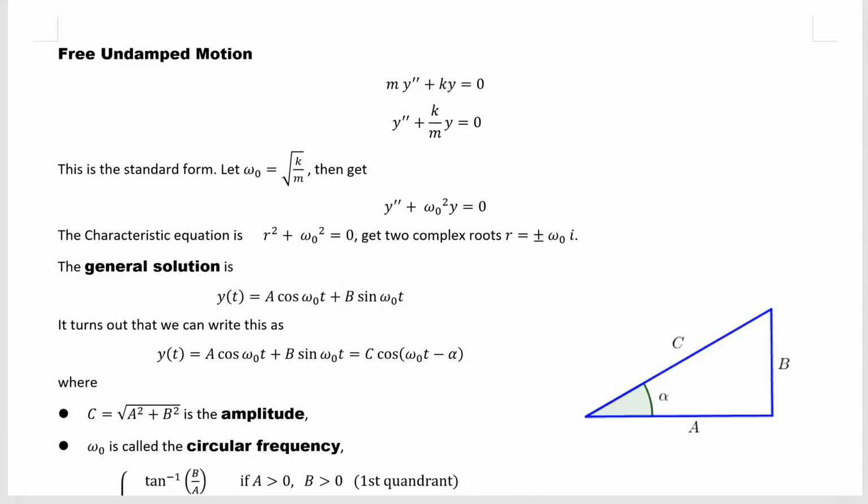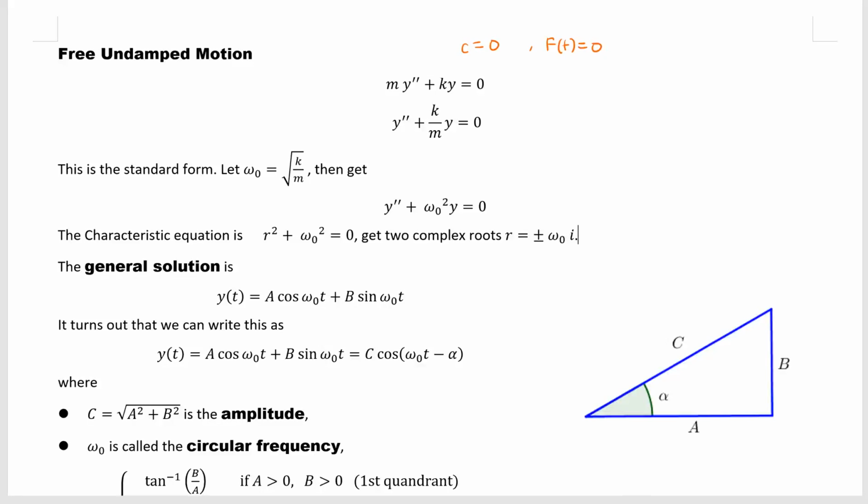So in this case, it means the damping force is 0, where c is the damping constant, and the external force is 0. So we only have m y double prime plus k y equals 0. You can see we divide both sides by m. Then we get y double prime plus k over m times y equals 0. So this is the standard form.